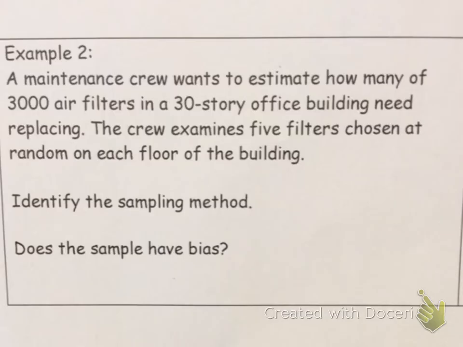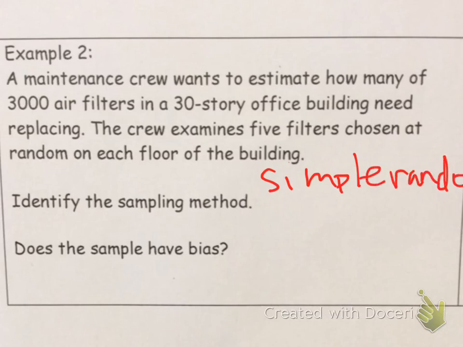Example 2. A maintenance crew wants to estimate how many of the 3,000 air filters in a 30-story office building need replacing. The crew examines 5 filters chosen at random on each floor of the building. Identify the sampling method. Well, I think this one could be a couple of different ones too. First of all, it said that they picked at random. So I totally think that you could go with simple random on this, because we're taking a random sample of what we already have here. So I think you go simple random.